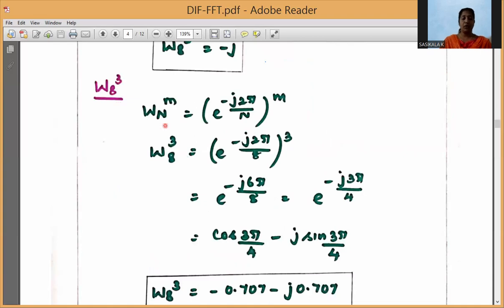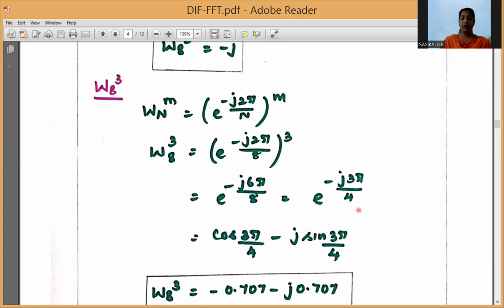So we know the formula for the twiddle factor is W base n power m is equal to e power minus j 2 pi by n the whole power m. So W base 8 power 3 equals e power minus j 2 pi by 8 the whole power 3. So this numerator is multiplied by this power 3. So e power minus j 2 pi into 3 divided by 8.